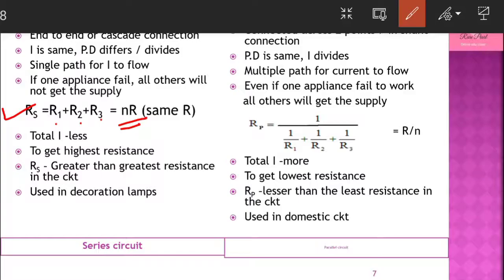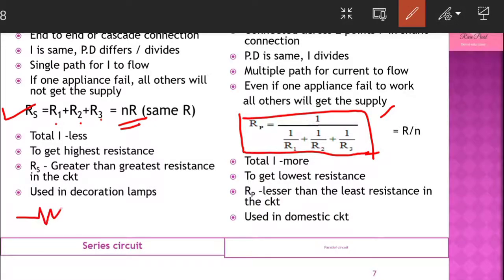Now for a parallel circuit, we have the expression Rp is equal to 1 divided by (1/R1 + 1/R2 + 1/R3). This is the expression we have already derived. And suppose we have the same three resistors connected in series, say for example, this is R, this is R, this is R, all having the same value. So what will be the total resistance?